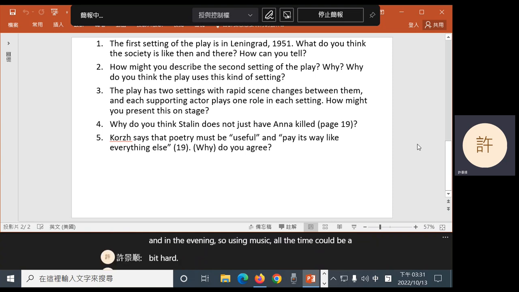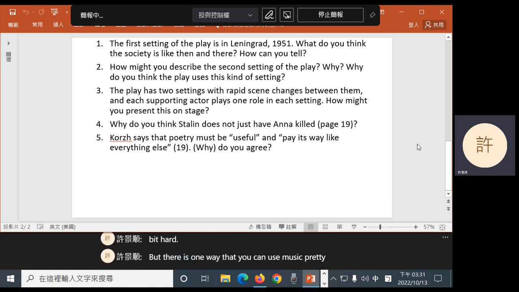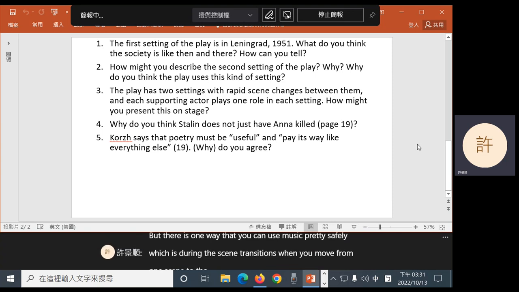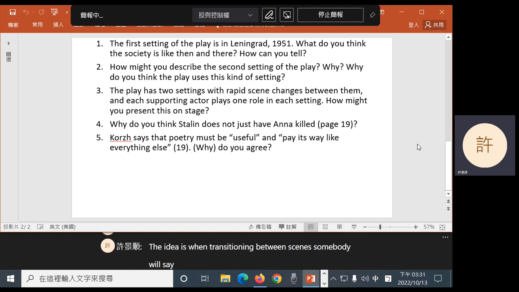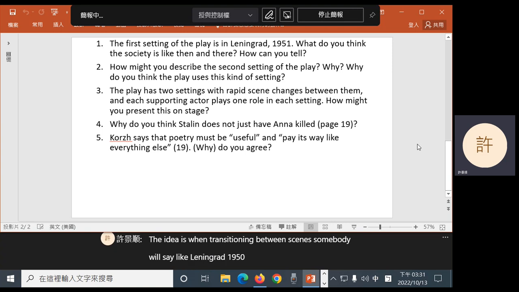But there is one way that you can use music pretty safely, which is during the scene transitions, when you move from one scene to the next scene. You can use one kind of music to tell the audience that we are entering the past, and another kind of music to tell the audience that we are entering the future. That could work. And that is closely related to group two's last idea, which is to use a narrator. Their idea is when transitioning between scenes, somebody will say, like, Leningrad, 1951, or Australia, the far future.